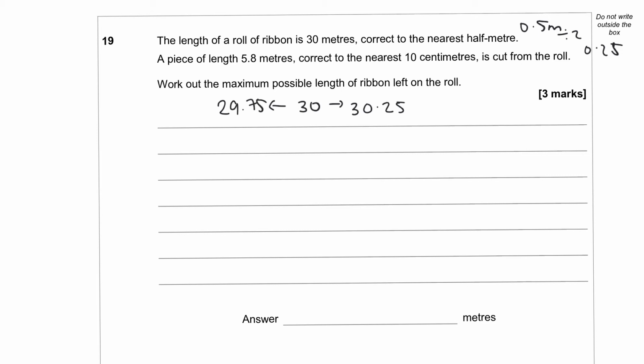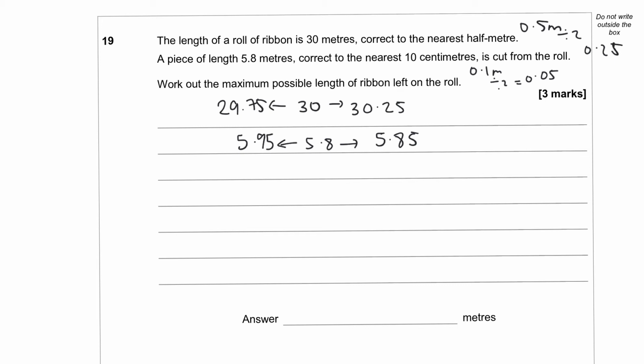And then it says a piece of length 5.8 meters, correct to 10 centimeters, is cut off. So 10 centimeters in meters is 0.1 meters. Divide that by 2, that would be 0.05. So that highest value would be 5.8 plus 0.05, which would be 5.85. And then the lower end would be 5.8 take away 0.05, which would be 5.75. So we're working out the maximum possible length of the ribbon left on the roll.